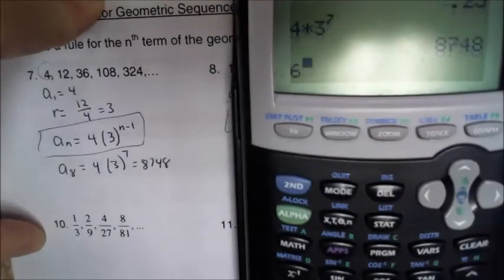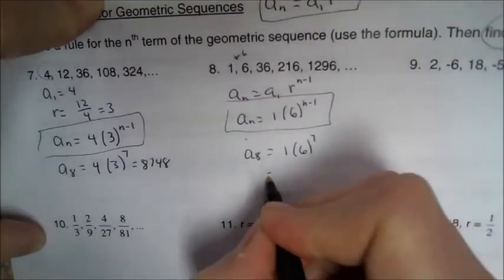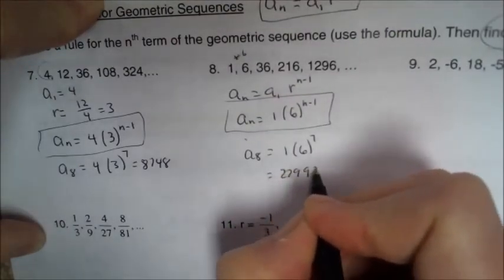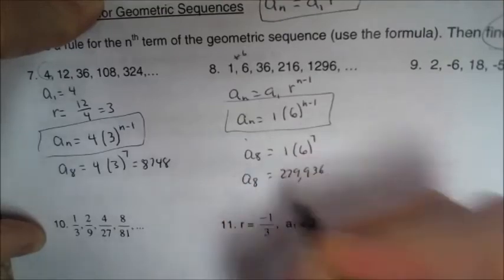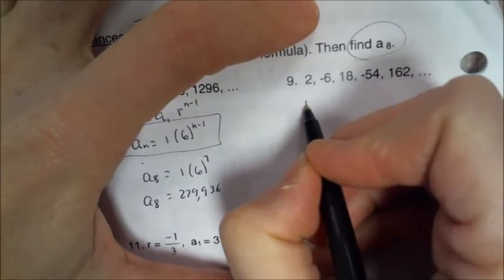And 6 to the 7th power is 279,936. The 8th term. The next one, let's see what r is.